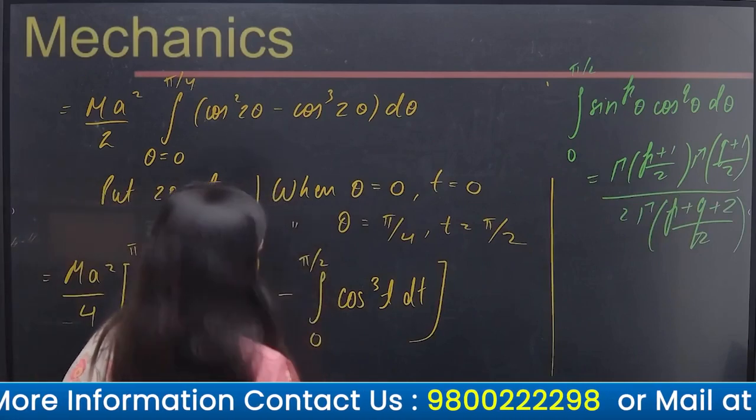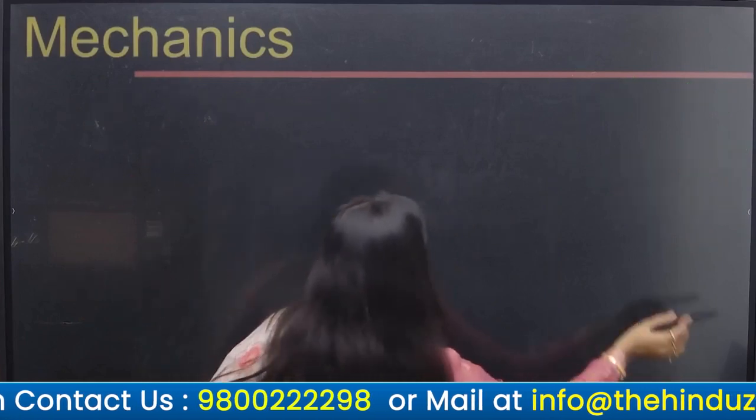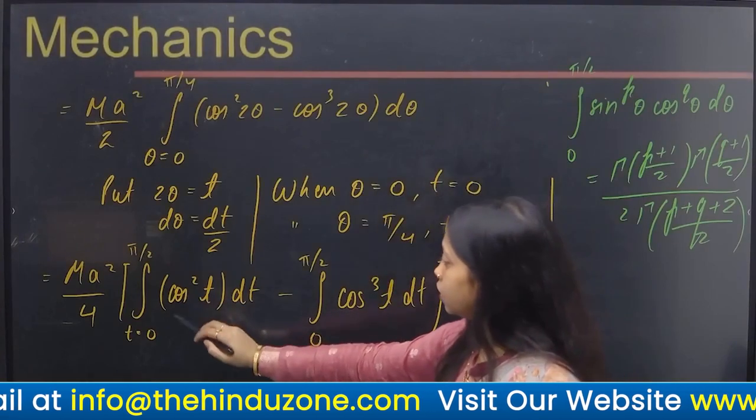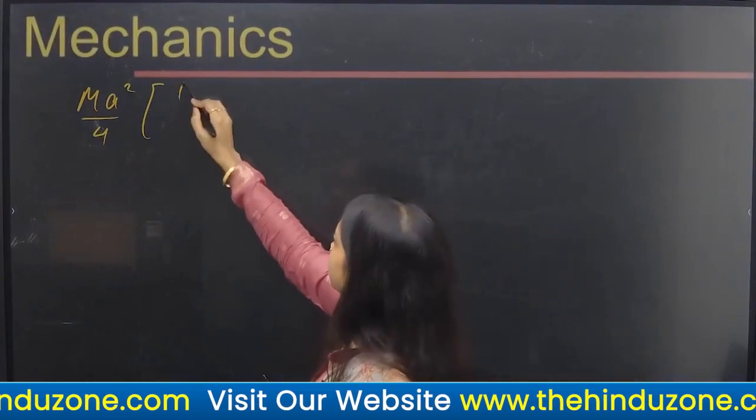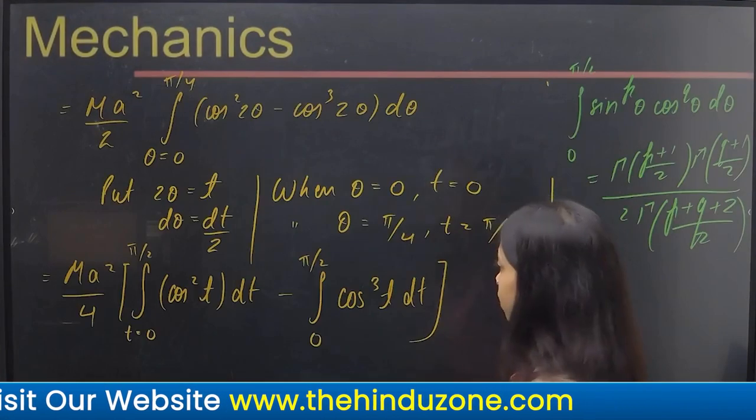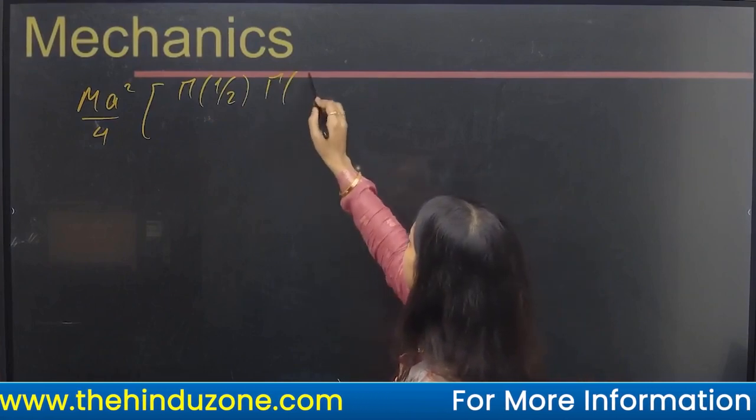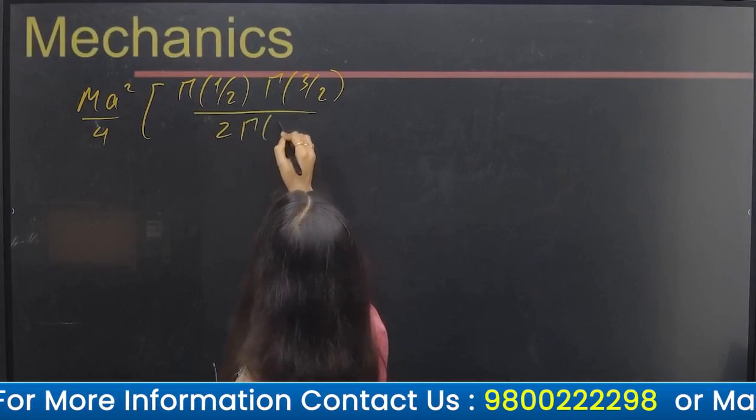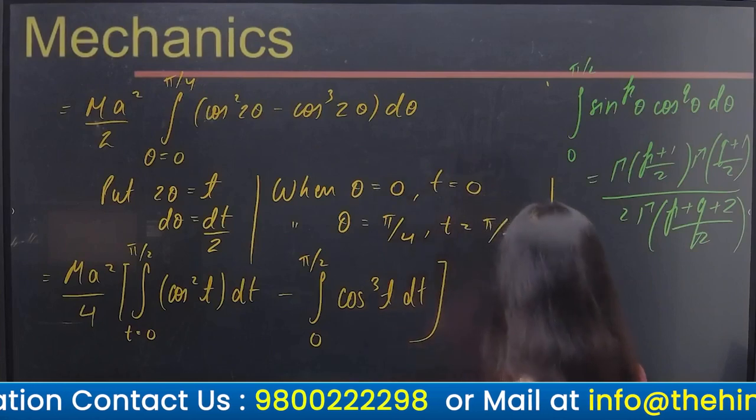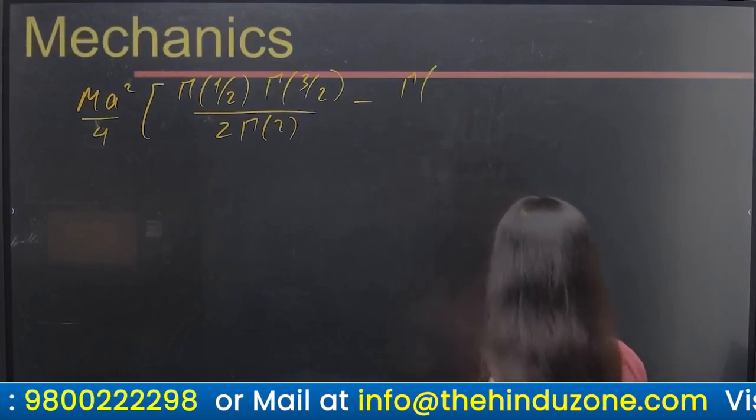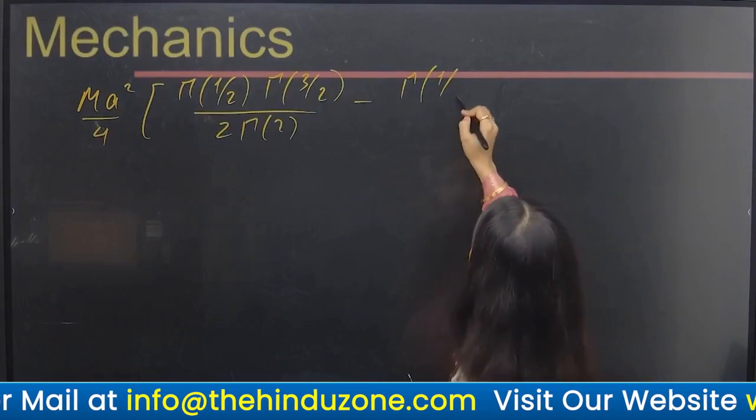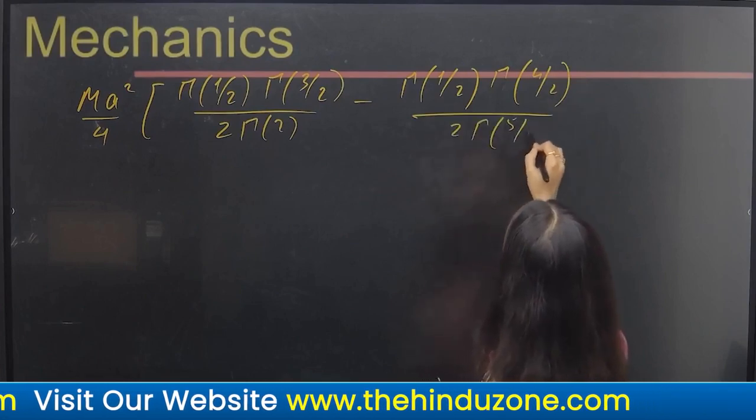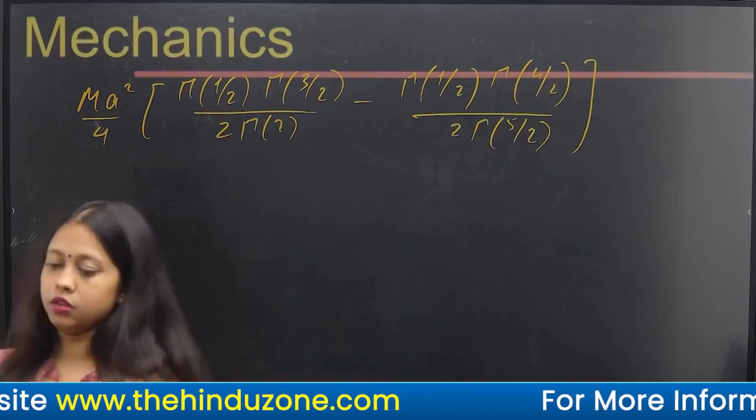Now you apply. This is ma squared by 4, and it is gamma of 1 by 2, gamma of 3 by 2, over 2 times gamma of 2, and this is minus gamma of 1 by 2, gamma of 4 by 2, over 2 times gamma of 5 by 2. That would be ma square by 8.